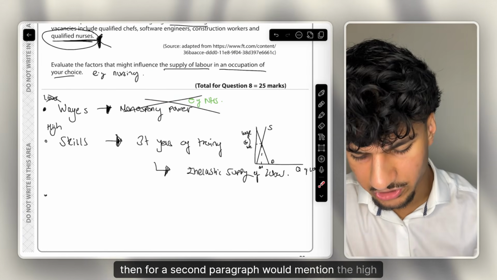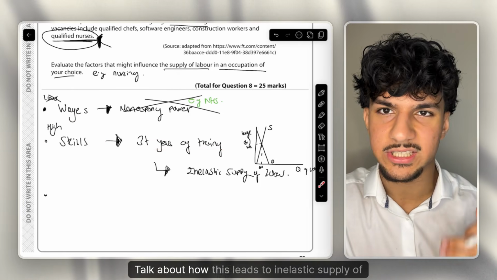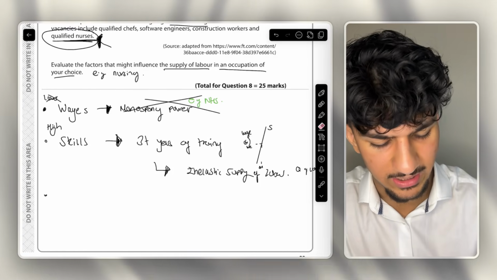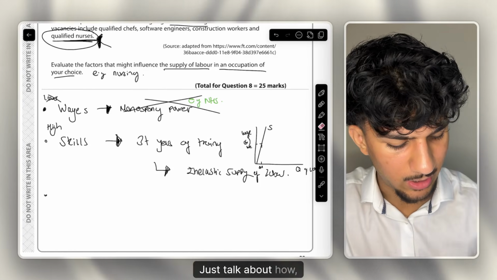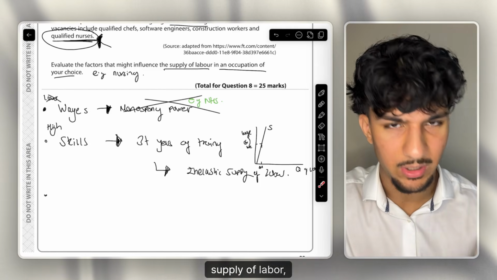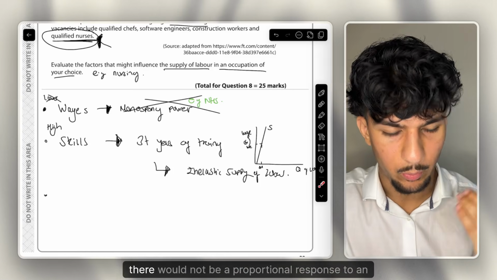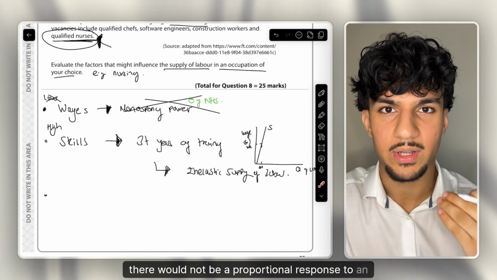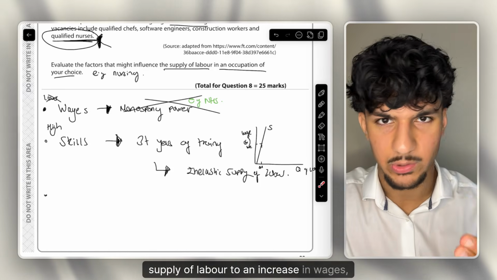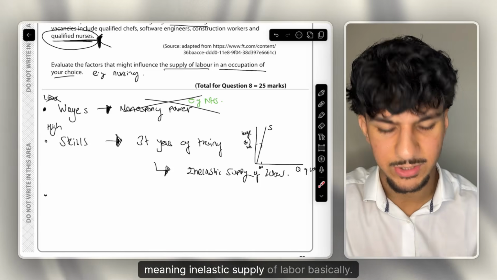And then for my second paragraph, I would have mentioned the high relative skills in nursing, as it takes 3+ years of training. Talk about how this leads to inelastic supply of labour. I probably wouldn't even mention demand, because again, it's nothing really to do with this question. Just talk about why there is inelastic supply of labour, as if wages increased, due to the extensive years of training required, there would not be a proportional response of supply of labour to an increase in wages, thus suggesting inelastic supply of labour.